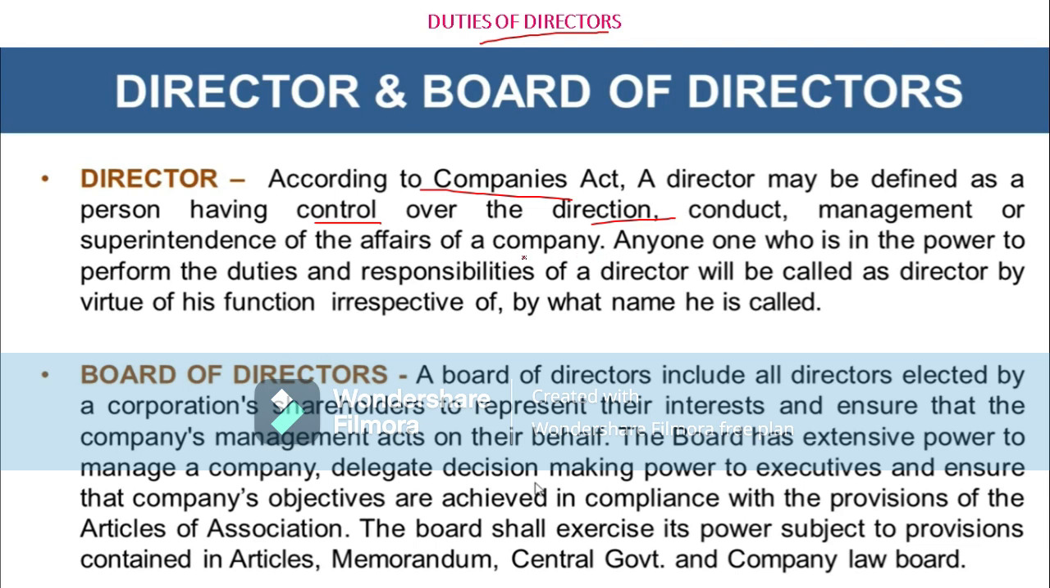So director means he has full control over the direction and conduct of the management. Superintendence of the affairs of the company means he will look after the internal affairs of the company, and also he will act as a link between the external environment and the company. So anyone who is in power to perform the duties and responsibilities of a director will be called a director. At present, whoever is performing the rights, duties and responsibilities of a director will be called a director by virtue of his function, irrespective of what name he is called.